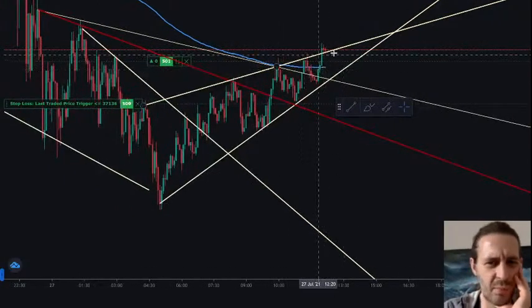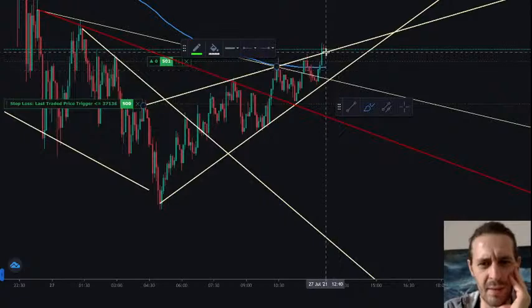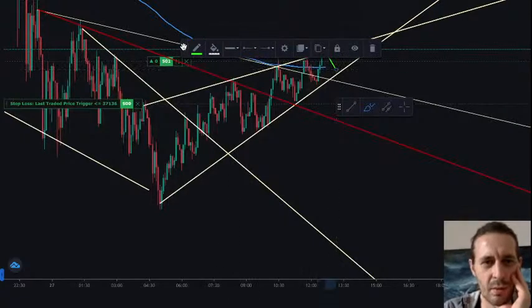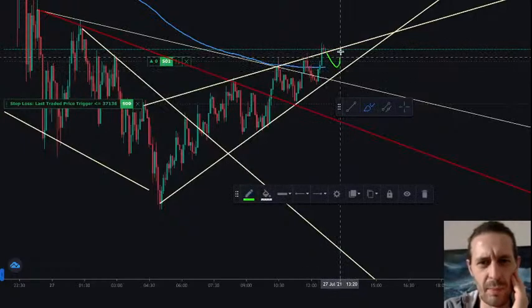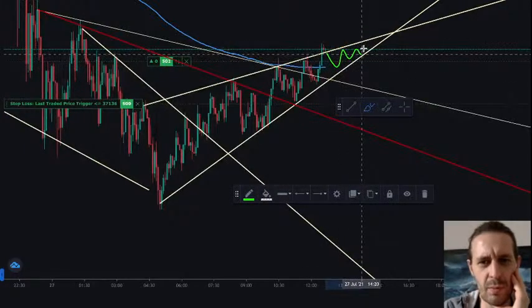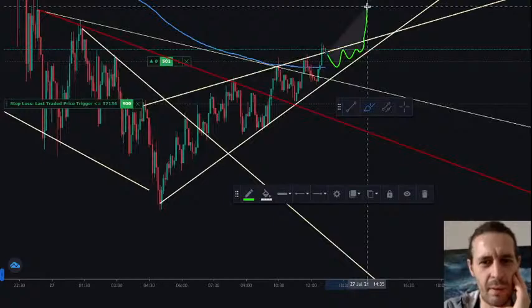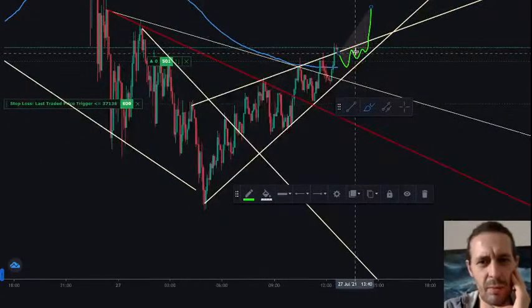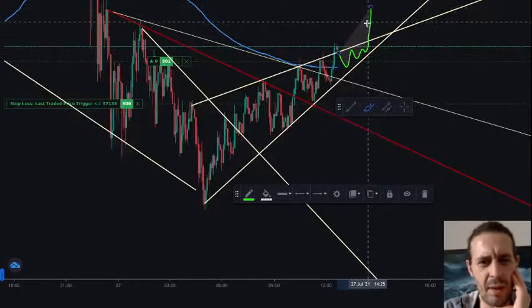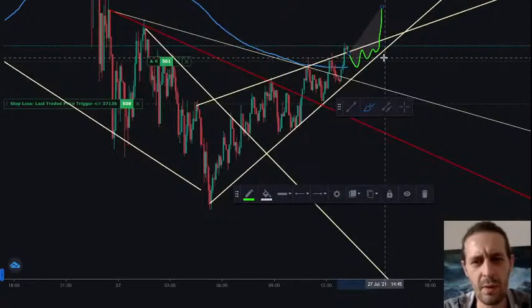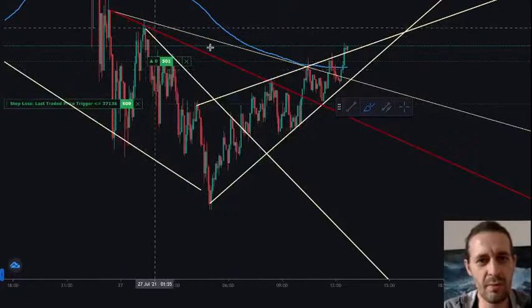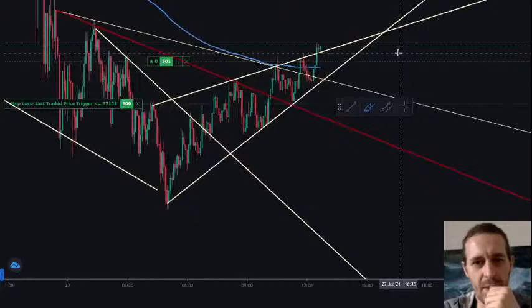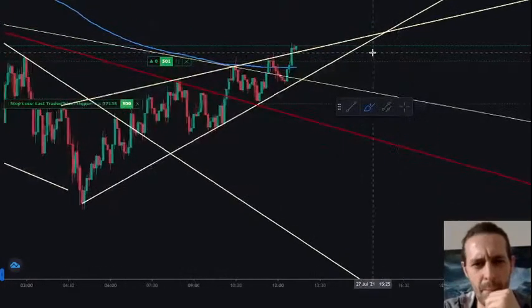I would actually not be surprised at all if we go back inside this channel and just do something like this. I wouldn't be surprised at all before we break up. And I think the likelihood that we break up is a bit higher than we break down, because, like I said before, we broke a lot of big trend lines, and to me it's quite bullish.